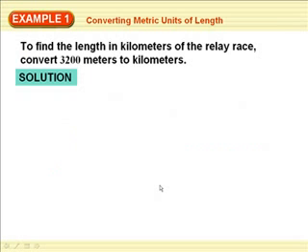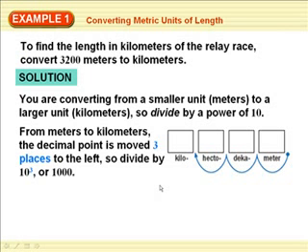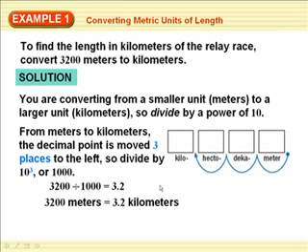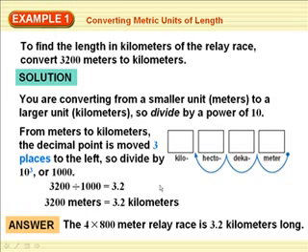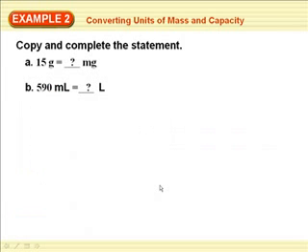So we'll see what they do. They're going to do the same thing. Notice they moved it 3 places. So we move it 3 places to the left, and it's 3.2. That's as easy as it is. So you write in order, you count, and you move the decimal. So 3.2 kilometers long.